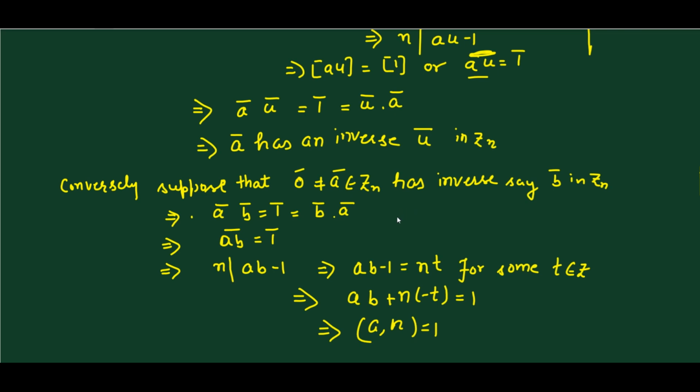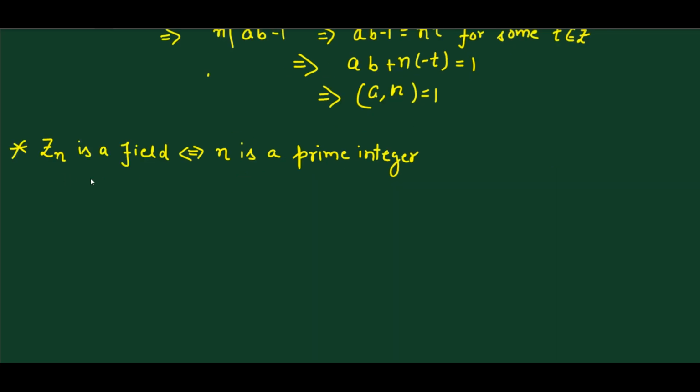So till now we have proved that in Zn every non-zero element is invertible if and only if a and n are co-prime. Now we will use this result to prove our main result, that Zn is a field if and only if n is a prime integer. So now we move to our main result: Zn is a field if and only if n is a prime integer.